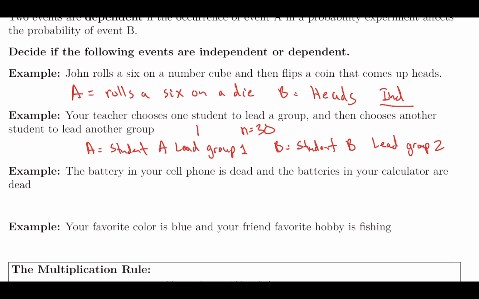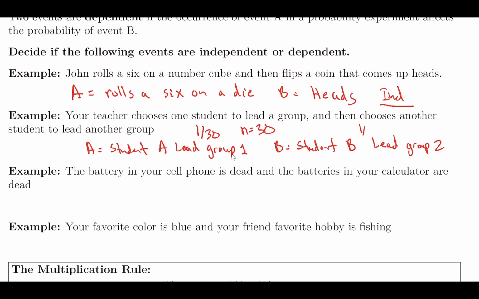Cool, 1 out of 30, perfect. So there's a 1 in 30 chance that I choose student A to lead group 1. What about for student B? When I choose student B, what's the probability that I choose student B given I already picked student A to lead group number 1? Perfect.